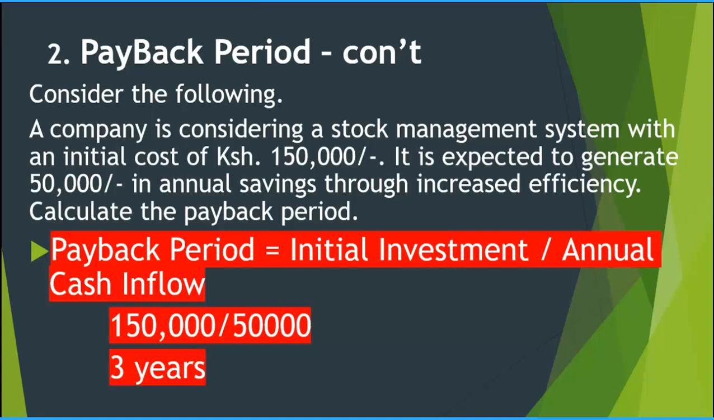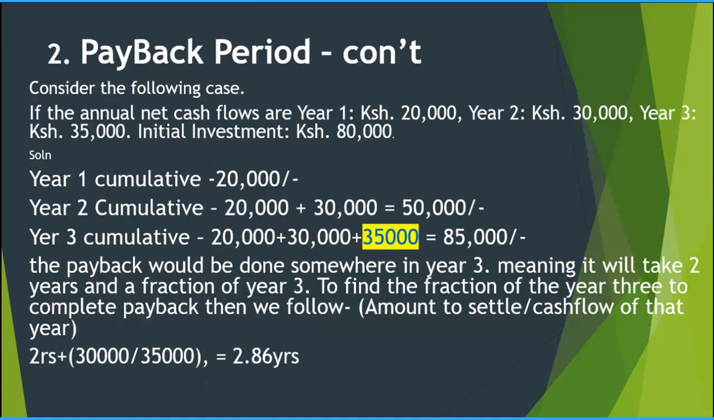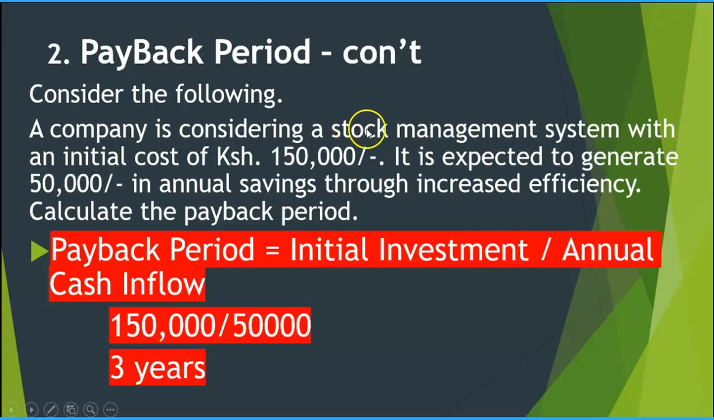Now let's consider an example here. A company is considering a stock management system with an initial cost of 150,000. It is expected to generate 50,000 in annual savings through increased efficiency. Calculate the payback period. Very simple. Payback period is given by initial investment over annual cash flow. Here, this is very straightforward.